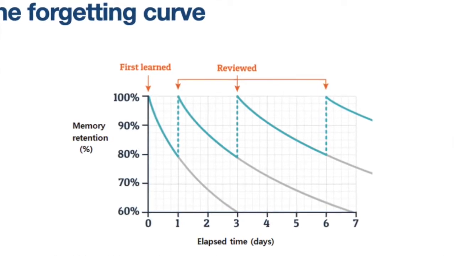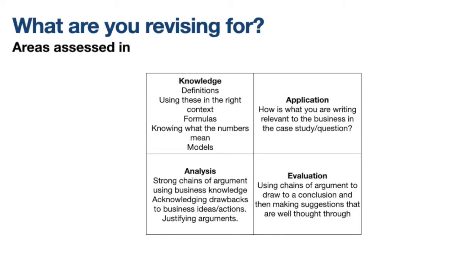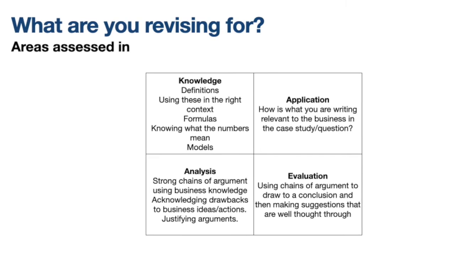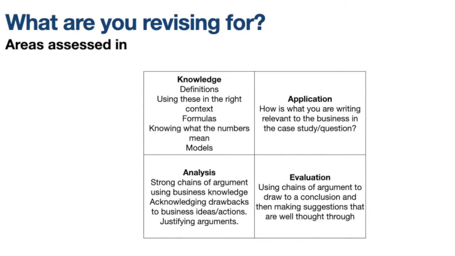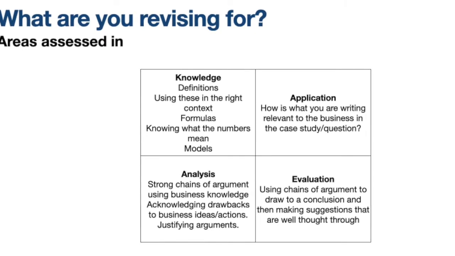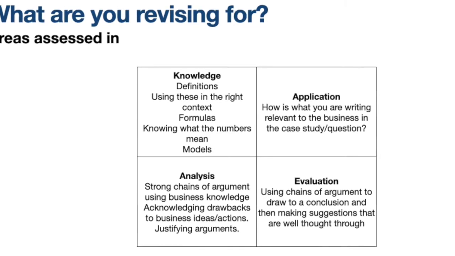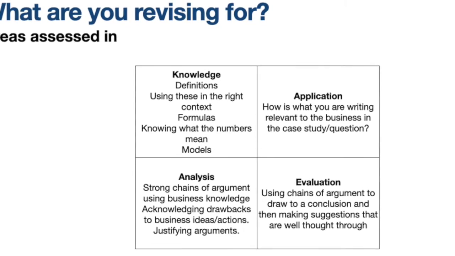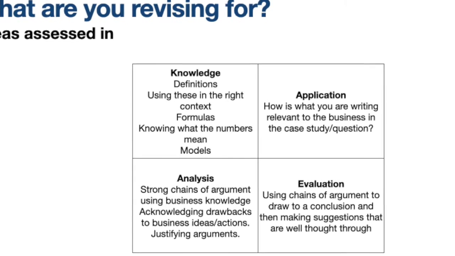You need to know, if you're going to revise, what you're revising for, which one of the areas you are revising for. And what I mean by that is you are tested in A-level business studies on 4 key areas. The first one is knowledge. So this is your formulas, your models. Are you using terminology in the right way, in the right context? This is your definitions. Do you know what keywords mean? Do you know what numbers mean? So once you've calculated a number, do you actually know what it means for the business and its impact on the business? Do you need that number to be high or low? And this is the one that I'm going to be focusing on in this video, how to revise for knowledge.